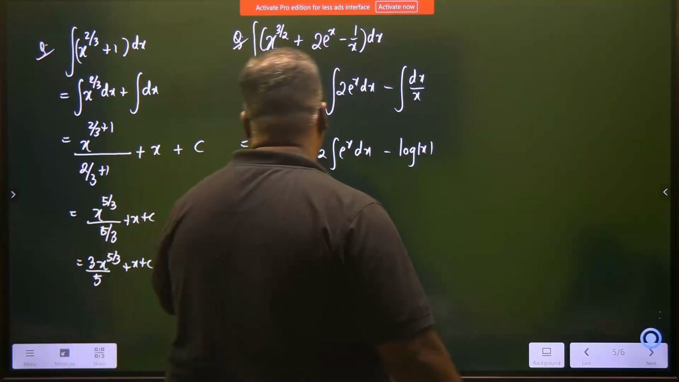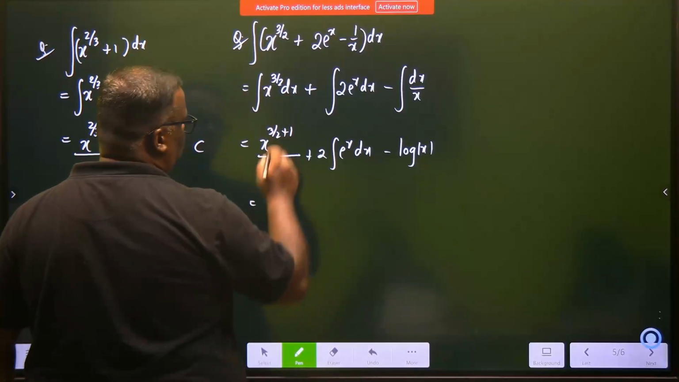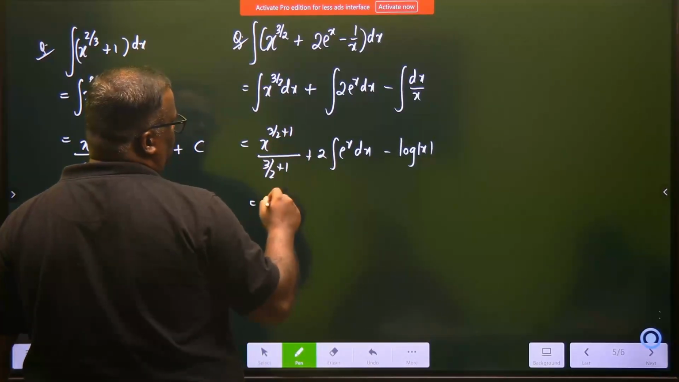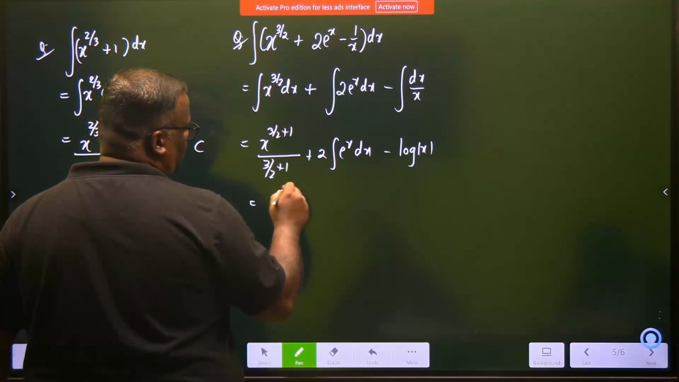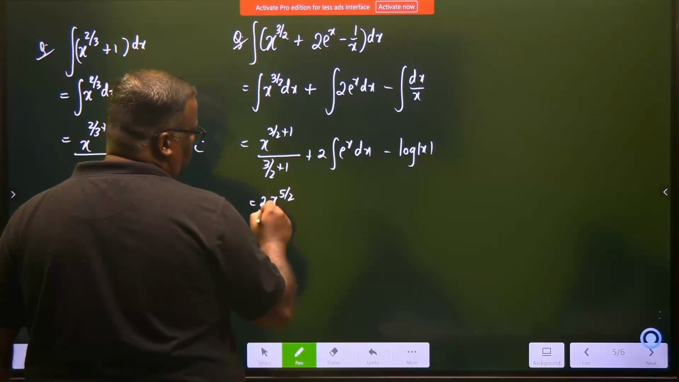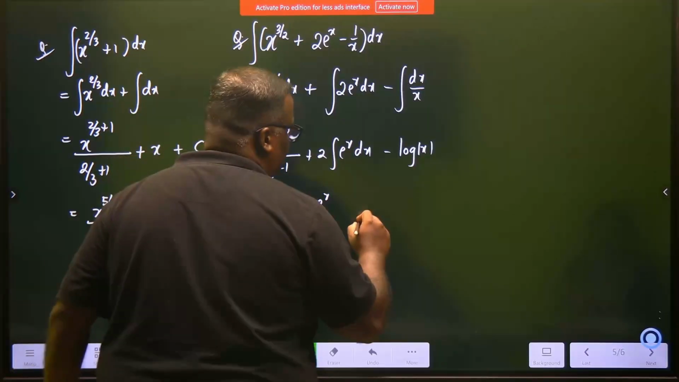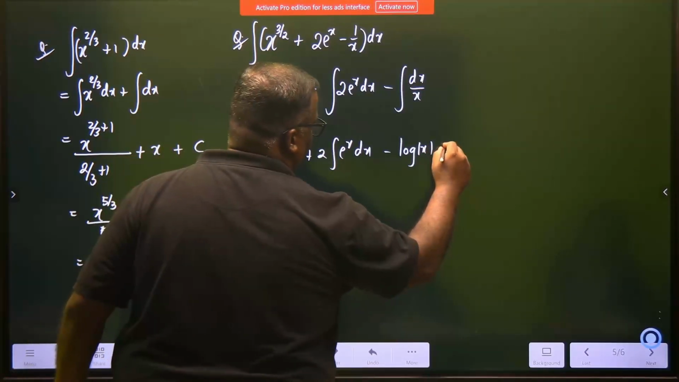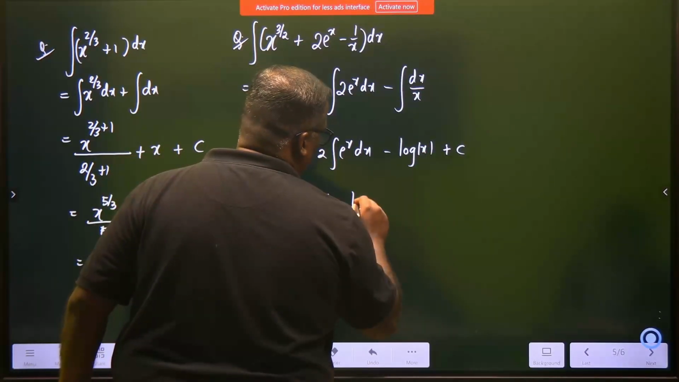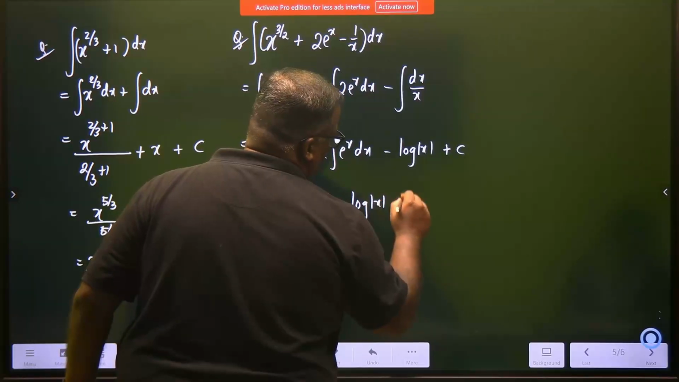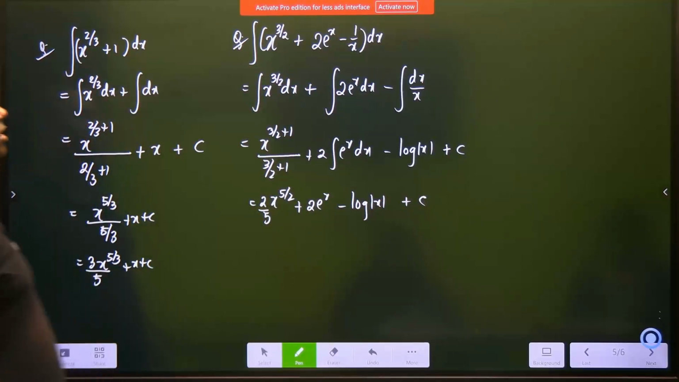चले, इसको और आगे करते हैं. So 3 by 2 plus 1 will become 5 by 2, x to the power 5 by 2. So this will become 2 by 5, plus 2 e to the power x minus log mod x, and c is the constant of integration. Job is done.